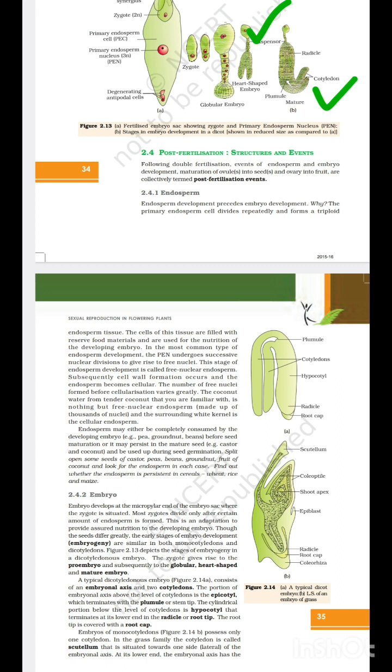A typical dicot embryo consists of an embryonal axis and two cotyledons. The portion of the embryonal axis above the level of the cotyledons is called the epicotyl, which terminates with the plumule or stem tip, from where the stem will develop. The cylindrical portion below the cotyledons is called the hypocotyl, that terminates at its lower end in the radicle or root tip. The root tip is covered with a root cap.